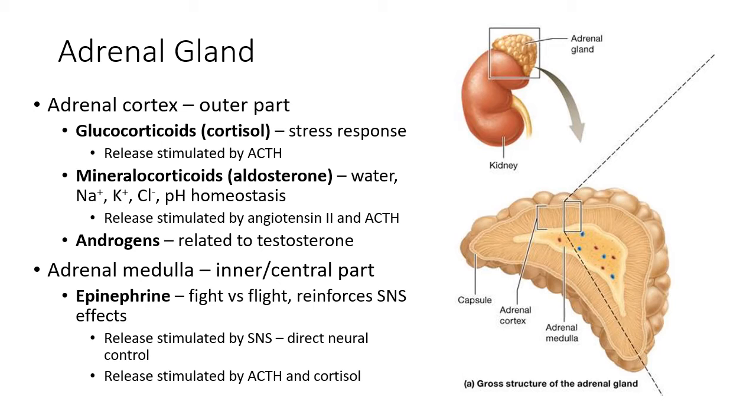Then, of course, epinephrine from the adrenal medulla is involved in the kind of emergency response, fight or flight. It's released anytime the sympathetic nervous system activates, and it enhances and prolongs the effects of the sympathetic nervous system because it also binds and activates alpha and beta receptors. So epinephrine is mainly controlled directly by axons of the sympathetic nervous system, but it can also have its release increased by ACTH and by cortisol.